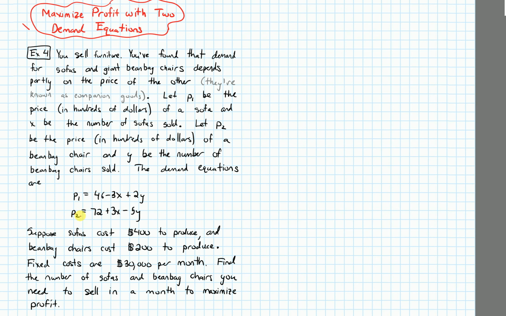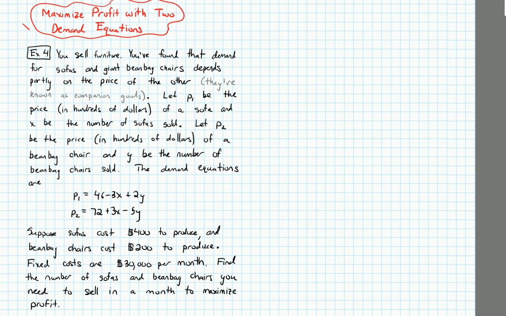Suppose sofas cost $400 to produce, and beanbag chairs cost $200 to produce. Fixed costs are $30,000 per month. Find the number of sofas and beanbag chairs you need to sell in a month to maximize profit.